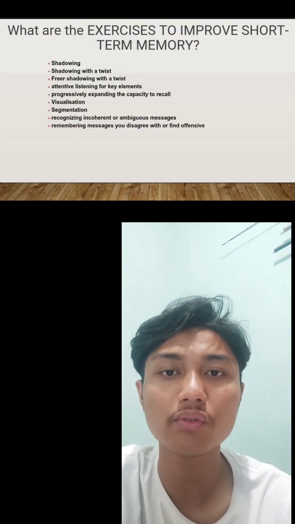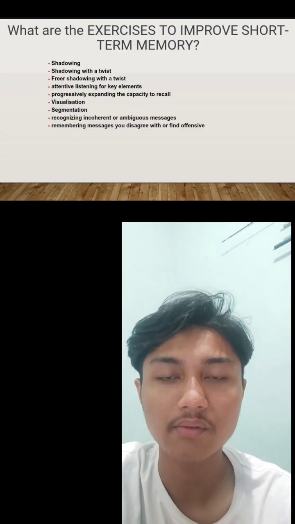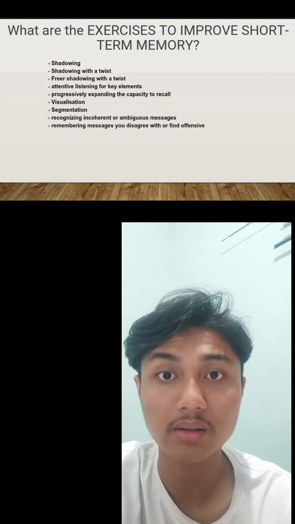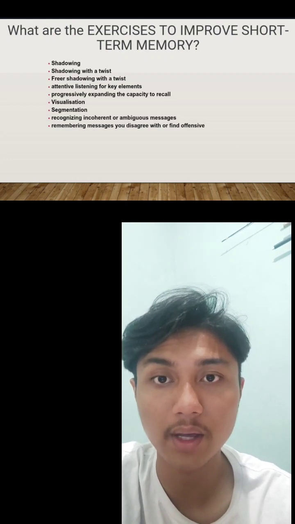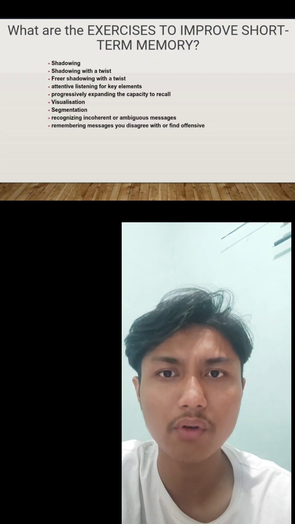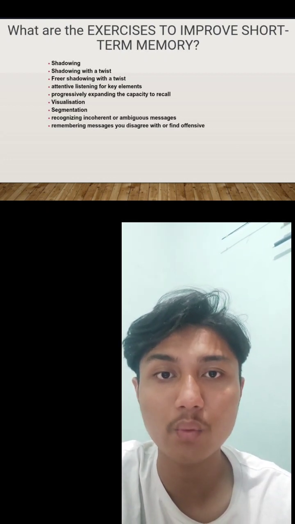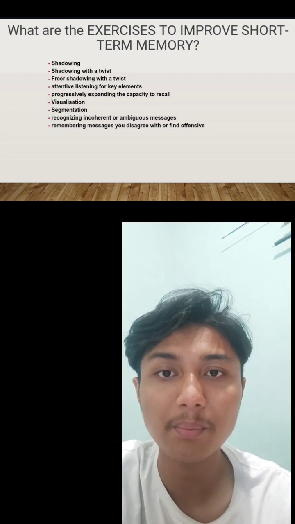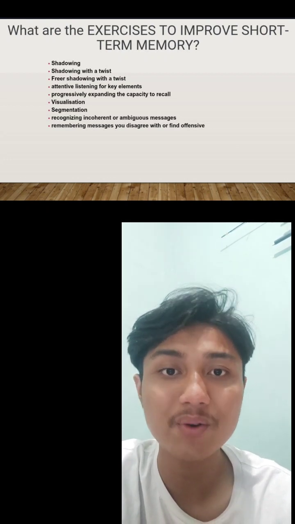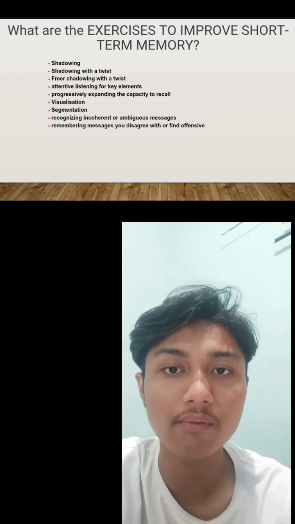And the next question is, what are the exercises to improve short-term memory? There are a few exercises to improve short-term memory, and the first is shadowing. The exercise of shadowing involves repeating what the speaker says, word for word, in the same language. Normally, the interpreter will be a word or two behind the speaker as one repeats what has been said. This delay may be increased as the interpreters become more comfortable.